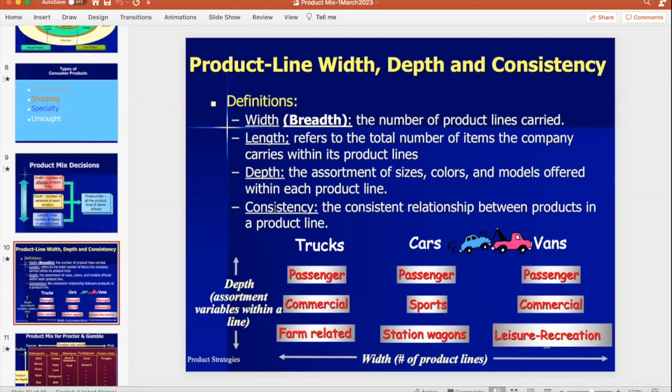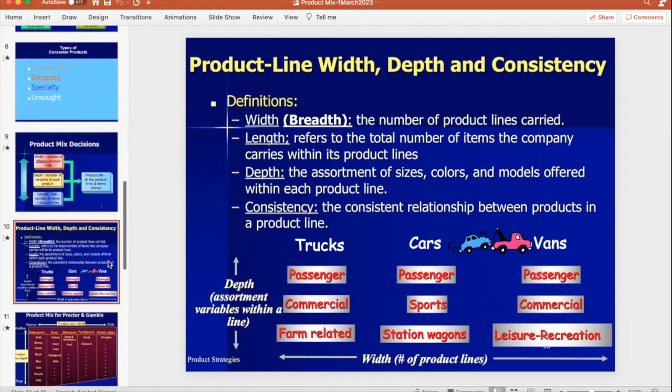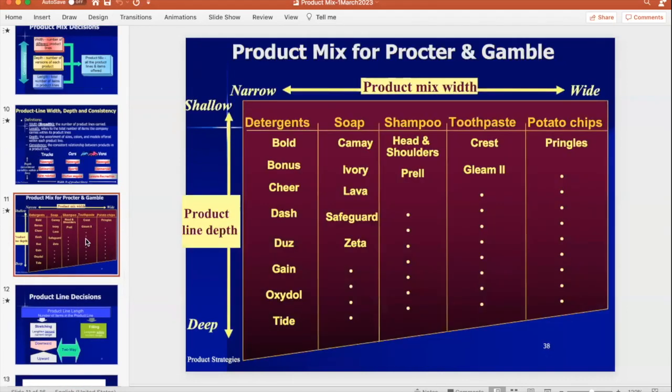And then there's another one, the concept of consistency. The concept of consistency is how many connections do you have between all of these categories? Are they related, and how much are they related? Let's look at an example.